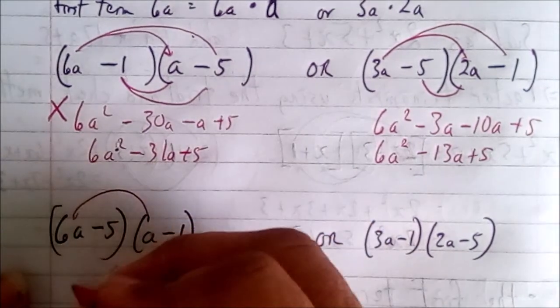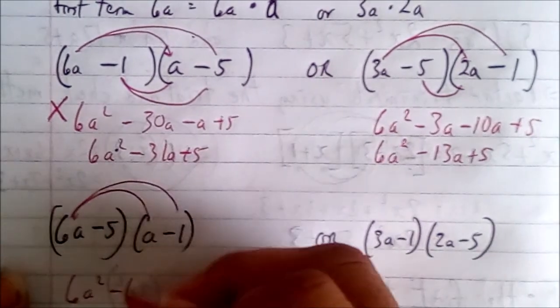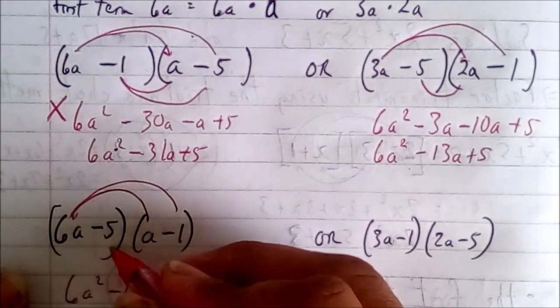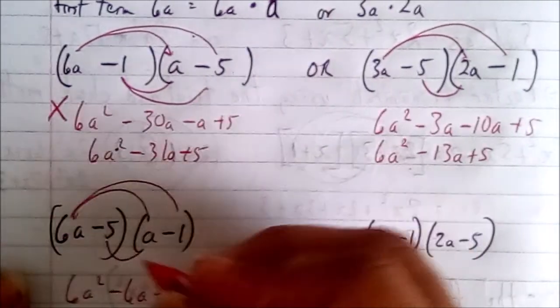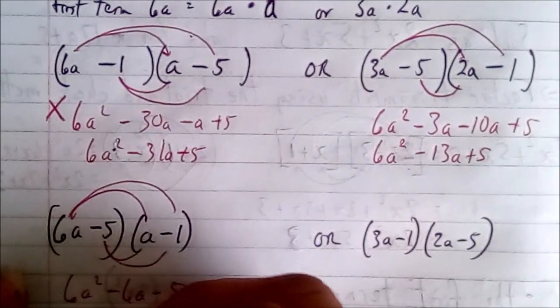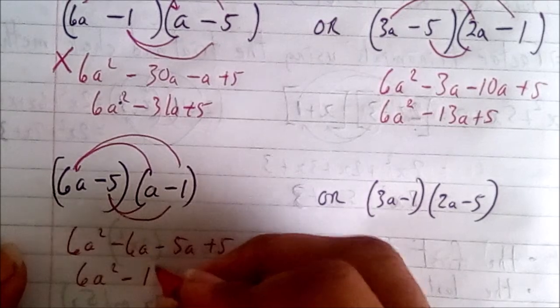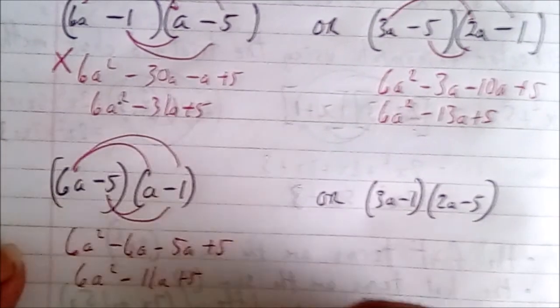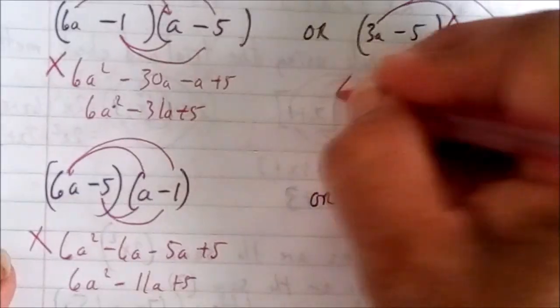6a times a gives me 6a squared. 6a times negative 1, negative 6a. Negative 5 times a, negative 5a. Negative 5 times negative 1, positive 5. 6a squared minus 11a plus 5. So again, this is not the proper combination. Let's try the next one.